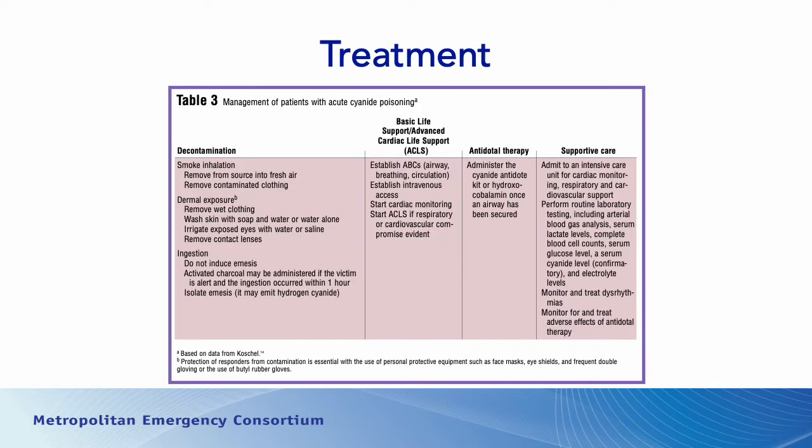So how are we going to treat this? Well, if it's a smoke inhalation, which we think about first, get the patient out in the fresh air, get them on oxygen, although for cyanide poisoning, oxygen is not going to be a big help. If they have contaminated clothing, get the clothing off. Take care of the ABCs, get them on the monitor. Think about treating with antidotes. We had in the past the cyanide antidote kit, versus what we currently have, which is the Cyanokit.